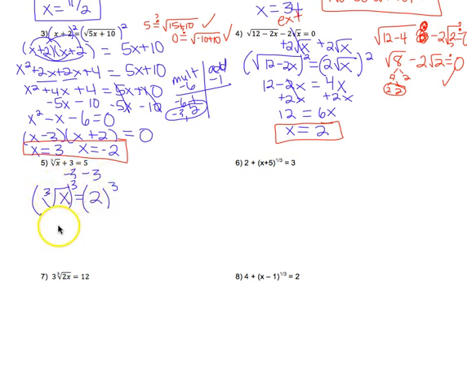So the cube root and the cube undo each other to give me the x here. 2 cubed, remember this isn't 2 times 3, it's 2 to the third power, which is 8. So check it, cube root of 8 is 2, 2 plus 3 does indeed equal 5. So x equals 8 is my solution there.